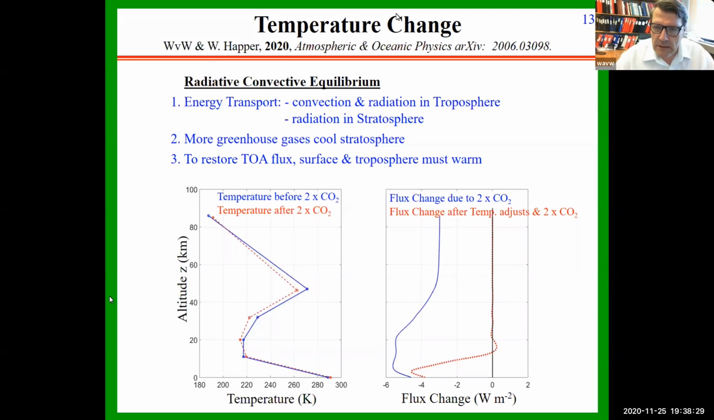And when you do the detailed calculations, you see the temperature plotted on the lower left. Here we have the temperature on the horizontal axis versus altitude. Blue is the temperature before we double the CO2. Red is the effect of doubling the CO2. So at an altitude of about 50 kilometers, you see the temperature has gone down by about 10 degrees. So this is the stratospheric cooling. If you look near the surface, you can barely see that there's been a warming of about 1 to 2 degrees Celsius.